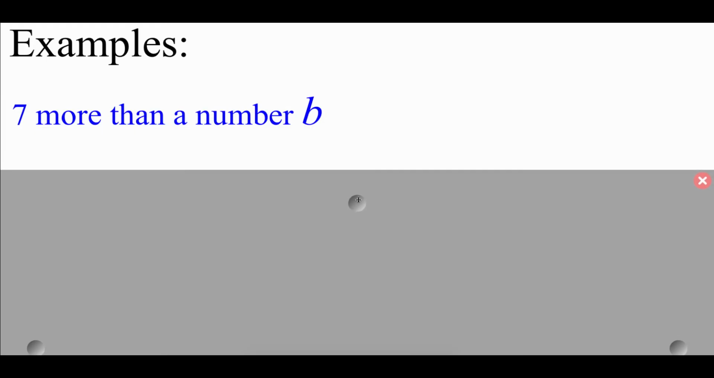So we've got ourselves a few examples to look at here. The first one is 7 more than a number b. So that "more than," those are some of our key words. And more than meant that we were going to be doing addition. So as we're translating this into an algebraic expression, it should say 7 plus b.